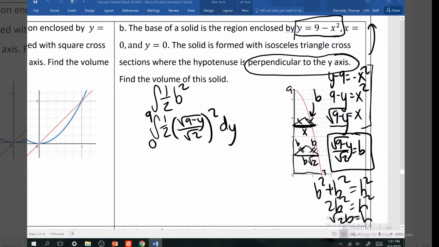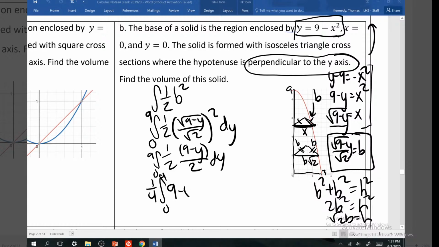Cool. All right, so the nice part now, math-wise, is that the square root of 9 minus y, squared, is 9 minus y. And the square root of 2 squared is 2, which makes this a much easier integral than it at first looks. This is just 1/4 times the integral from 0 to 9 of 9 minus y dy. Alrighty.